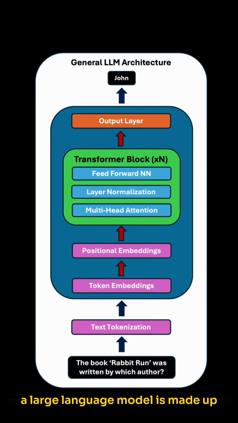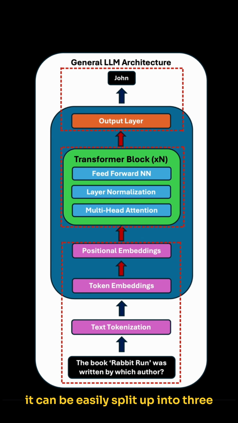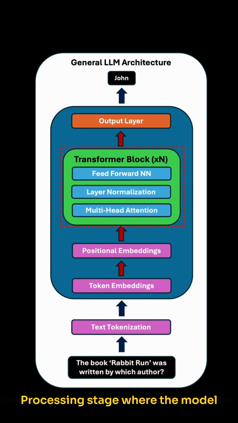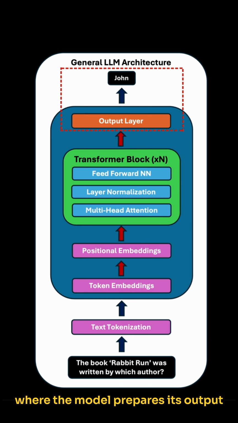A large language model is made up of a number of components, but it can be easily split up into three distinct sections. A pre-processing stage, where the text is prepared and transformed from text to numerical vectors that the LLM can understand. A processing stage, where the model interprets the input and forms an internal representation of its meaning. And finally, a post-processing stage, where the model prepares its output for the user back from vectors to text.